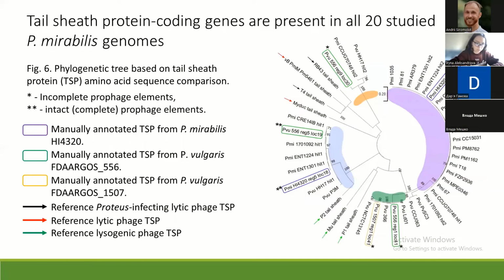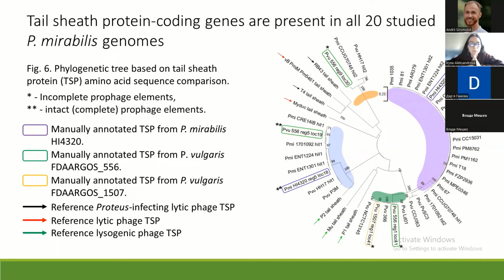In order to specifically search for tail sheath coding genes, we have performed manual annotation of all genes comprising the prophage elements of 3 Proteus genomes: Proteus mirabilis HI4320, Proteus vulgaris FDA Argos 556 and 1507. Among the identified genes, we have determined 6 tail sheath proteins that, on the basis of sequence similarity, were assigned to 3 clusters. After that, we performed amino acid sequence comparison of the cluster representatives against the whole proteome, as you can see, of all selected Proteus vulgaris and Proteus mirabilis genomes.